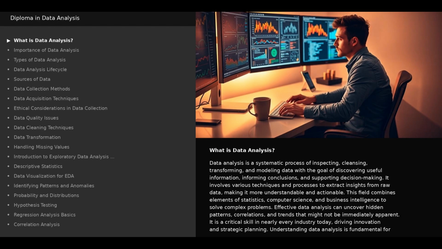Effective data analysis can uncover hidden patterns, correlations, and trends that might not be immediately apparent. It is a critical skill in nearly every industry today, driving innovation and strategic planning. Understanding data analysis is fundamental for anyone looking to make data-driven decisions.